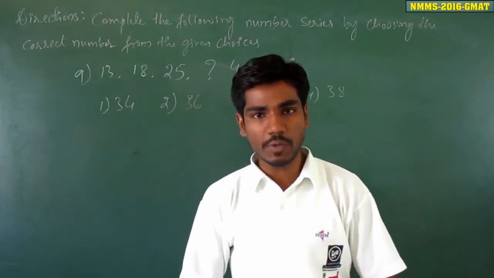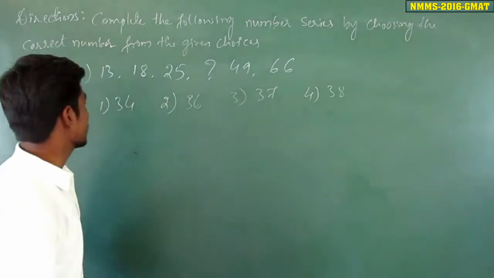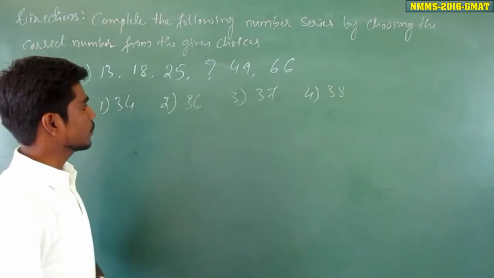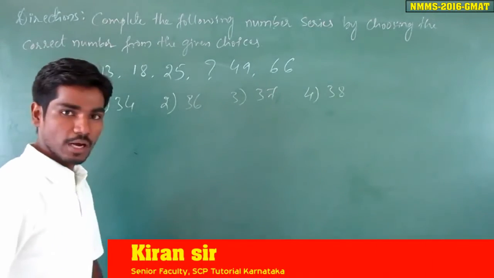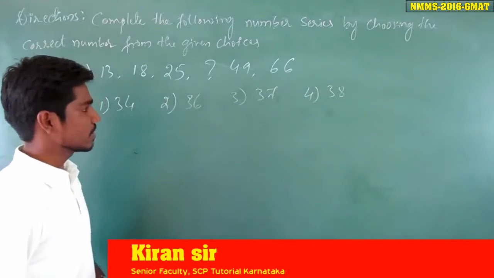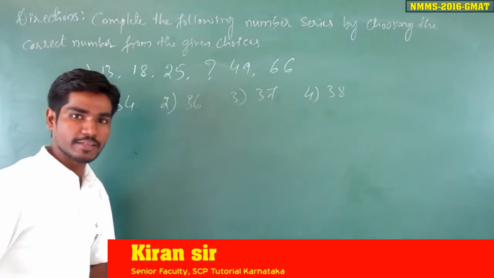Well friends, here is the next problem. The given problem is 13, 18, 25, question mark, 49 and 66. The given options are 34, 36, 37 and 38.